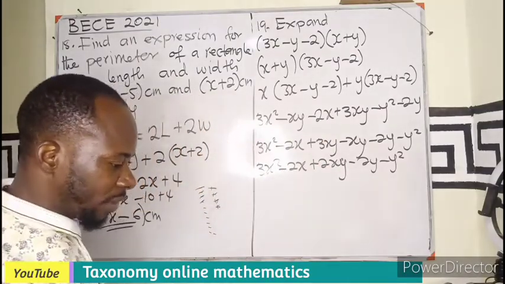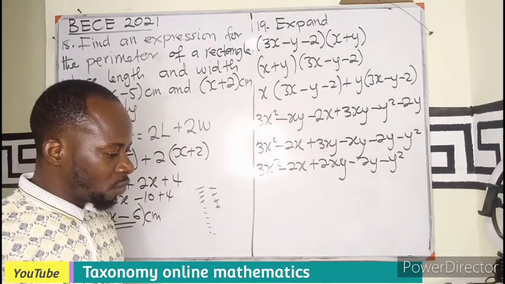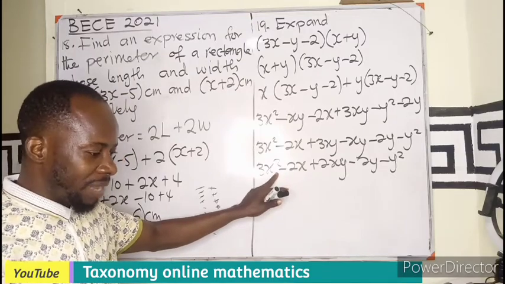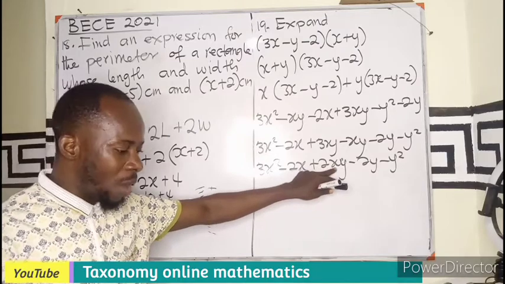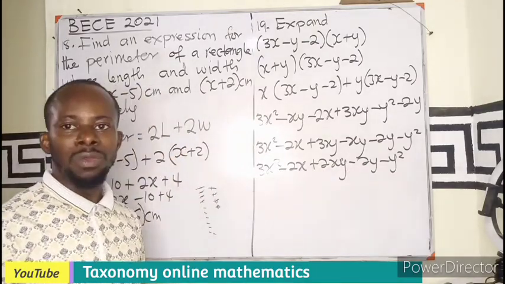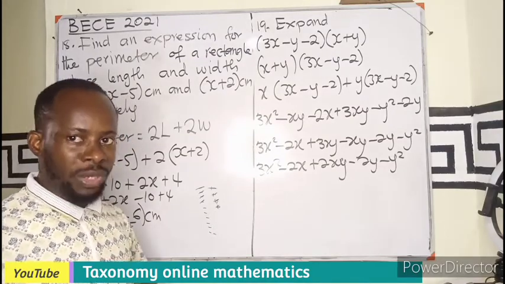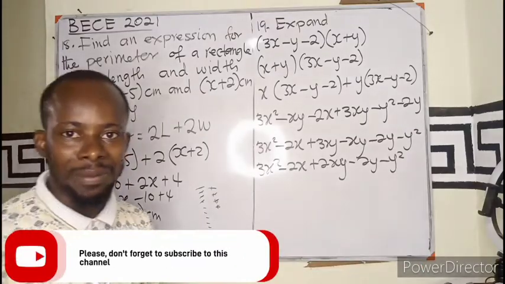And looking through the possible answers, that will have given us 3x squared plus 2x. No, that will be minus 2x. 3x squared minus 2x plus 2xy minus 2y minus y squared. That will be possible answer A, the option A on the question paper for question 19.